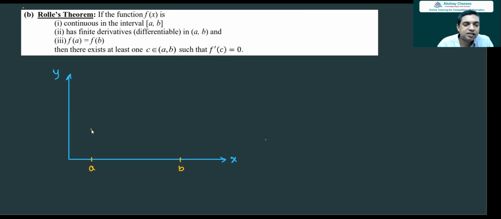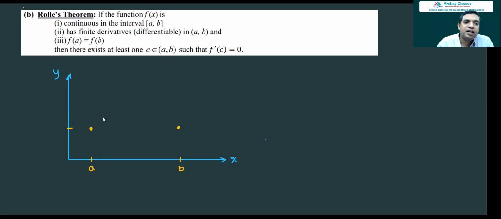Now f of A is equal to f of B. All right, this is the third condition. Function values are equal. f of A is equal to f of B. Now the function is continuous in this interval. That means if I join this point to this point, I should join with a curve which has no breaks. Second, it has finite derivatives, which means the derivative never goes to infinity, and throughout the function is differentiable.